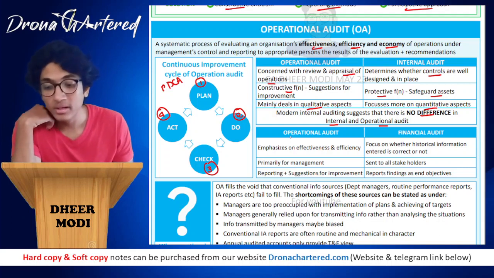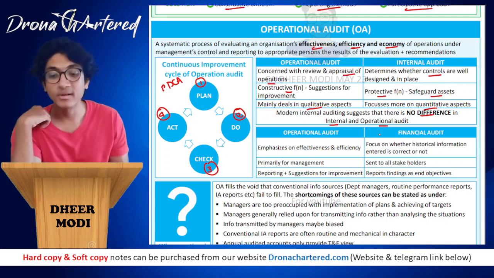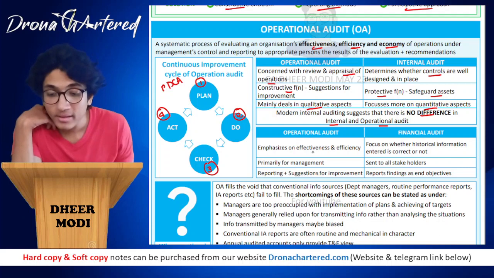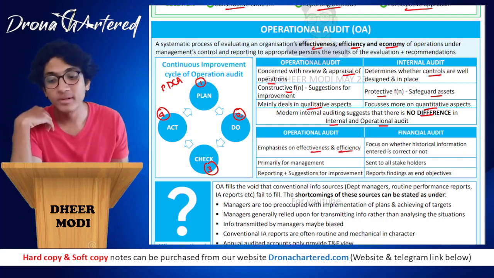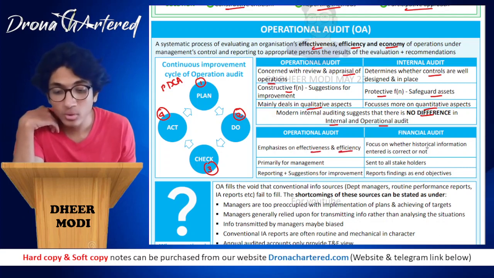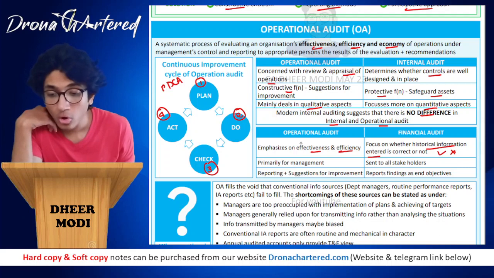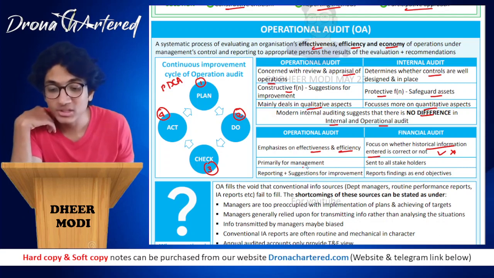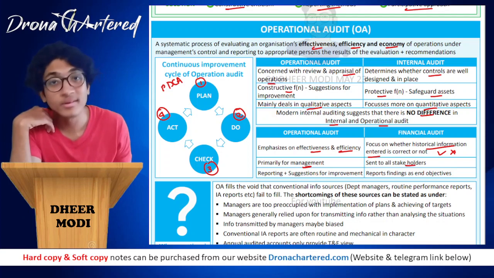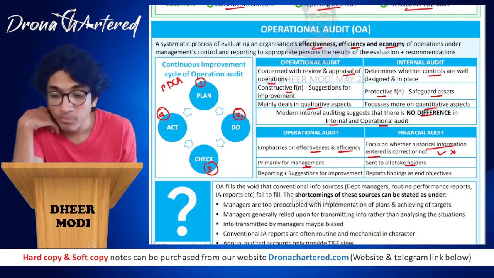Okay, now the difference between operational audit and financial audit. Operational audit emphasizes effectiveness and efficiency. Of course, we did this. Your financial audit focuses on whether historical information has been entered correctly or not. Your operational audit is primarily for management, while your financial audit is sent to all stakeholders.